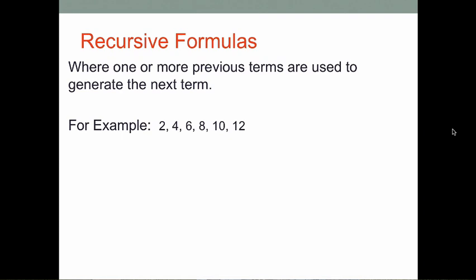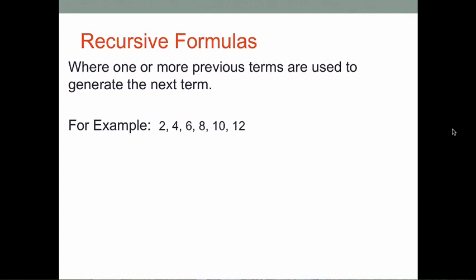So a recursive formula is where one or more previous terms are used to generate the next term. So a sequence is just a list of numbers, and the numbers are linked together with some sort of pattern or math that's allowing you to get from one number to the next. So I have an example of a sequence here. 2, 4, 6, 8, 10, 12.